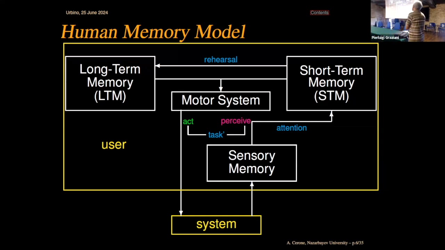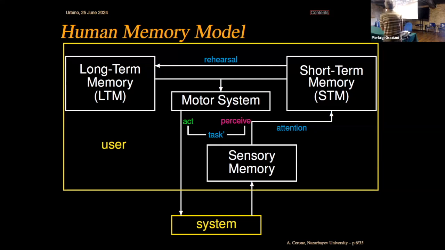So as in a computer, our brain, our memory works with a structure: something that stores the information for a short time, the short-term memory, but also the sensory memory, and something that stores information for a long term, basically forever, the long-term memory.